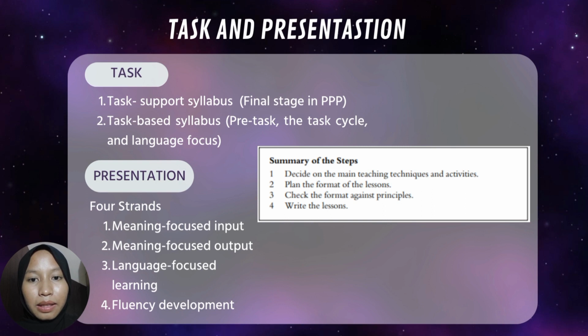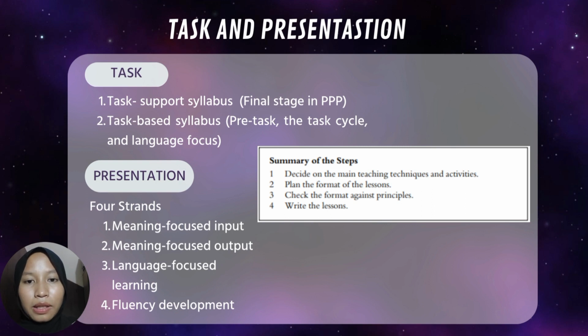And the next is presentation, that the format and presentation is what they think of as curriculum design or designing lessons in sets of lessons. And the most important principle in format and presentation is the balancing of learning opportunities between the four strands. That four strands include meaning-focused input, meaning-focused output, language-focused learning, and the last, fluency development.